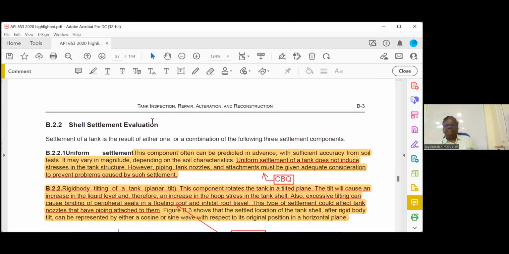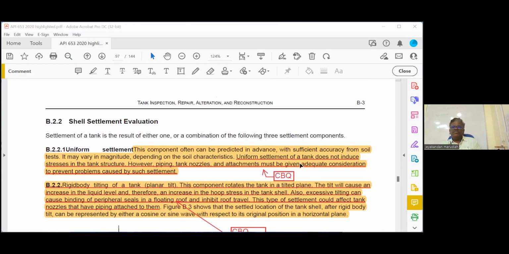Uniform settlement, B2.2. Uniform settlement of a tank does not include stresses in the tank structure. However, piping, tank nozzles and attachments must be given adequate consideration to prevent problems such as settlement. That is very important. Uniform settlement generally will not induce stress, but we have to check the piping, tank nozzle and attachments carefully.